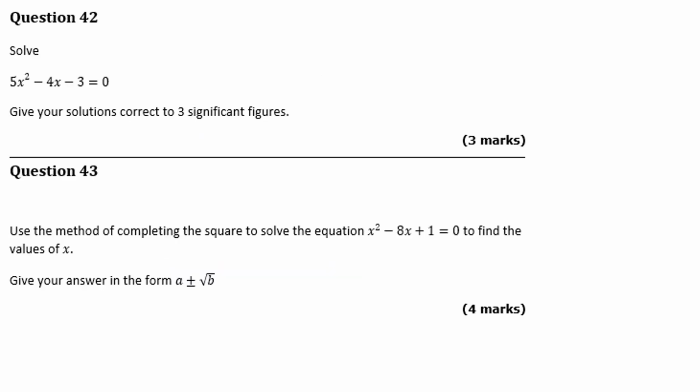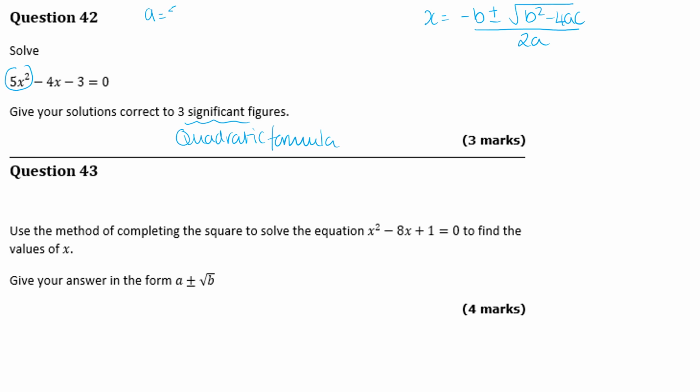Next, we're going to be solving some quadratics. We can tell we've got a quadratic because we've got an x squared term. Being asked to give our answers to 3 significant figures is a big clue that we need to use the quadratic formula. You look to the front of your exam script on the formula sheet. x is equal to minus b plus or minus the square root of b squared minus 4ac, all over 2a. Now write down what a, b and c are.